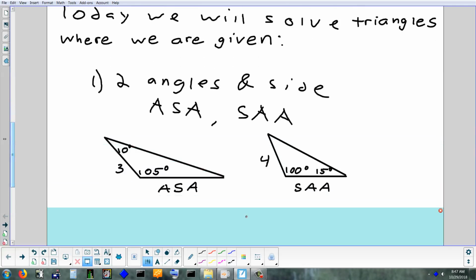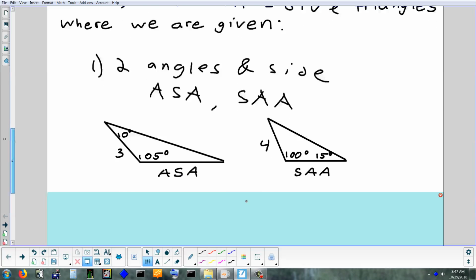With the one on the left, you've got 2 angles, and the side that you're given connects the 2 angles. It's between them. The one on the right, you're given 2 angles, and this time the side that you're given is not the one that's between them. The one that's between is on the bottom. They didn't tell me that one. They told me another one. Both of those cases, to solve them and find all the other sides and angles, you would use law of sines.